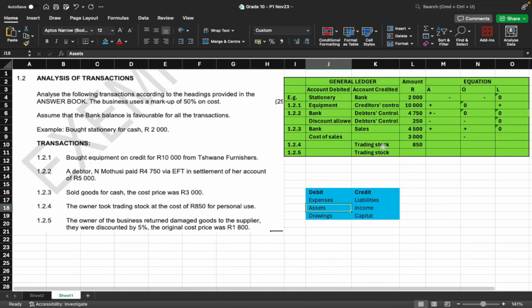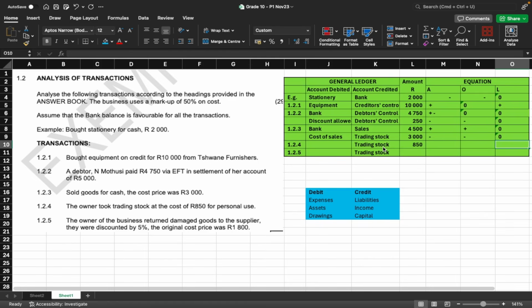Okay, so let's put our trading stock there. All right, that is it for that one. Now, since trading stock is an asset and my asset is going down, I'm going to put it as a negative under assets. You can see asset is negative, owner's equity and liabilities is also negative. So we are still good. Okay, it's still making sense.